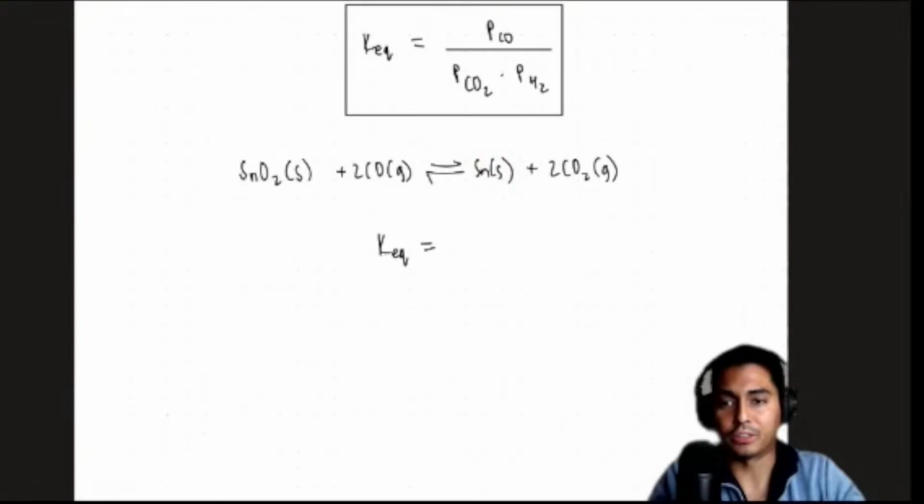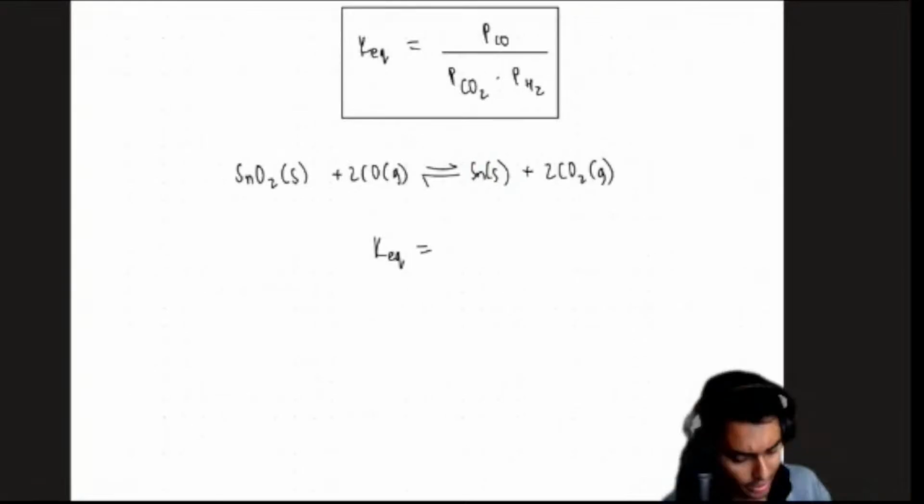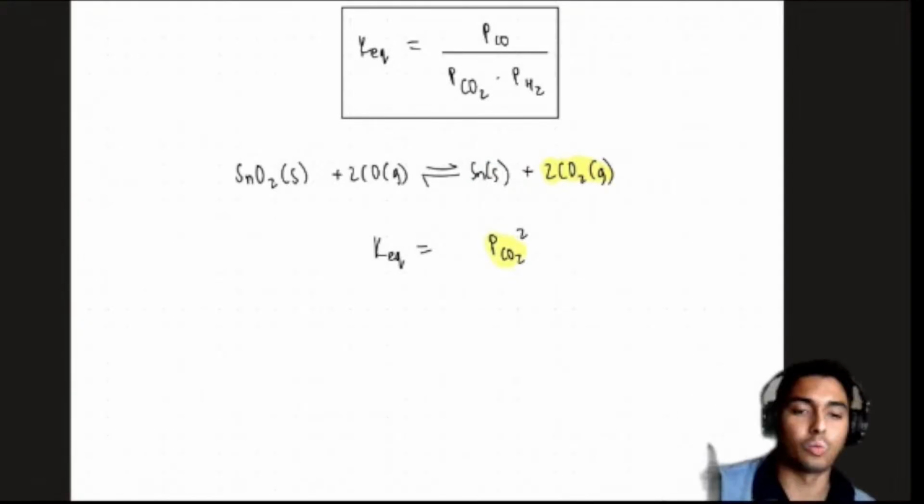Okay, so I'm going to neglect any solid terms. I'm only going to focus on the gaseous quantities. So I'm going to focus on PCO2. And this time I do have a coefficient, which is the number 2. So I'm going to put PCO2 and square that term. Why? Because that is going to be our coefficient. Squared is our 2.